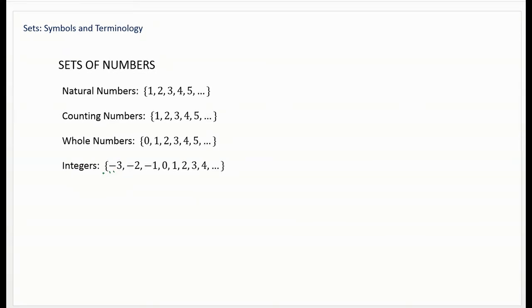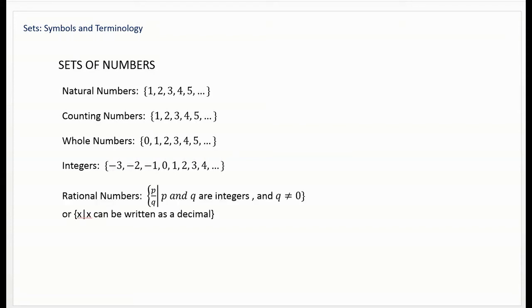So after the integers, we have rational numbers. Now, rational numbers, y'all, are just fractions. The definition looks a little bit disturbing, but it's just a fraction. P over Q, where P and Q are integers, and you know what integers are, positive and negative numbers, and Q cannot be 0, because you can't have a fraction with 0 in the denominator. So anything that fits that criteria is called a rational number. Any number that can be written as a fraction or a decimal. A decimal that doesn't go on forever and doesn't have a pattern is considered a rational number.